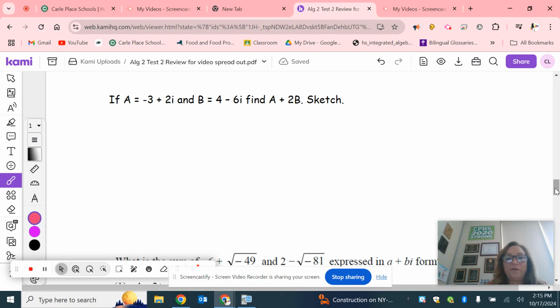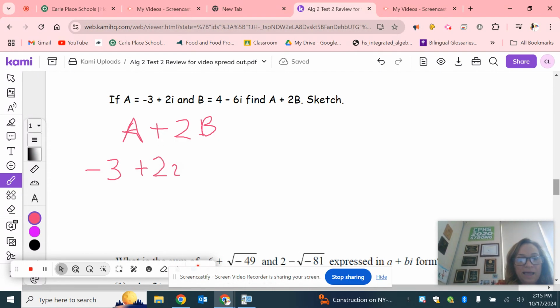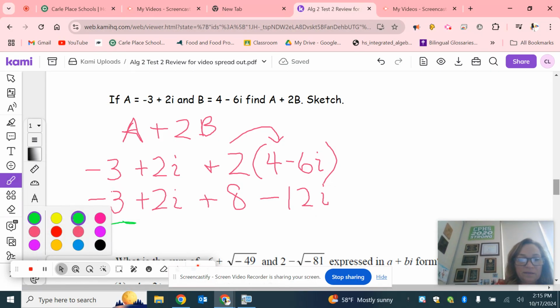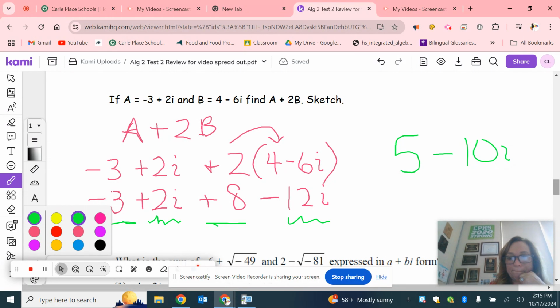I like that. Okay, so a plus 2b's. So a is negative 3 plus 2i plus 2 times the quantity, 4 subtraction 6i. So negative 3 plus 2i plus 8, because that's the distributive property, subtraction 12i. So I'm going to put my numbers that are integers together, so I get 5. And I'm going to put my i's together, and I get negative 10i.